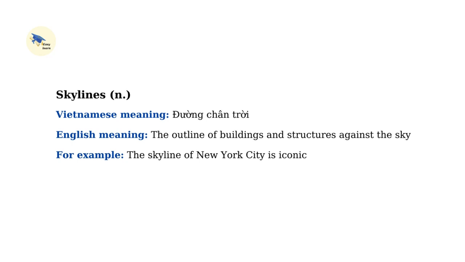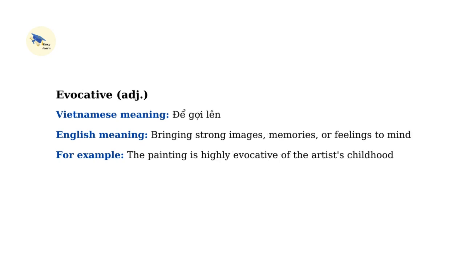Skylines. Đường chân trời. The outline of buildings and structures against the sky. For example, the skyline of New York City is iconic. Evocative. Để gợi lên. Bringing strong images, memories, or feelings to mind. For example, the painting is highly evocative of the artist's childhood.